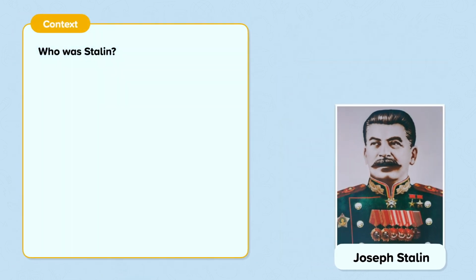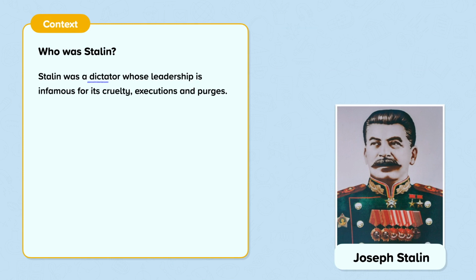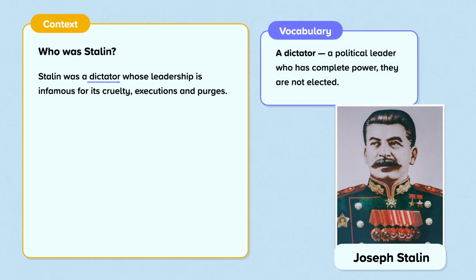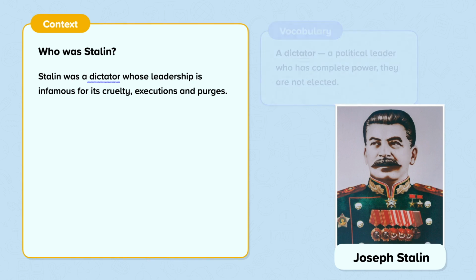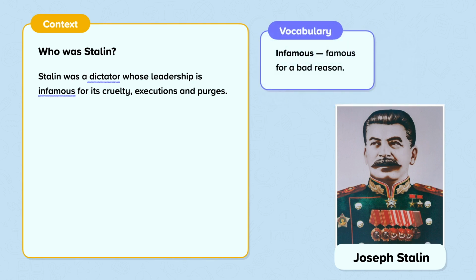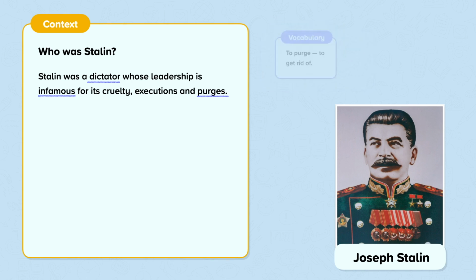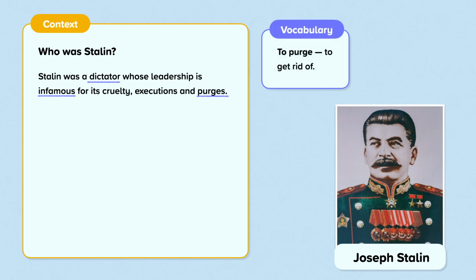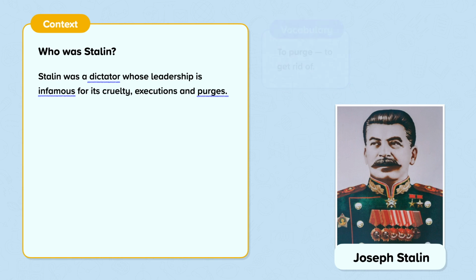Who was Joseph Stalin? Stalin was a dictator whose leadership is infamous for its cruelty, executions, and purges. A dictator is a political leader who has complete power. They are not elected by the people. Infamous means famous for a bad reason. And to purge means to get rid of. Stalin would get rid of anybody who opposed him.